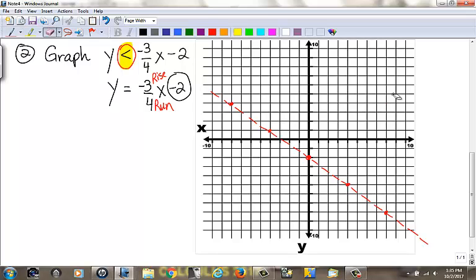So when it's not less than or equal to? Yeah, if it's got the equals, yeah. If it's just less than, greater than, it's dashed. As soon as it has that equal sign, it's solid. Okay, now I test 0, 0.